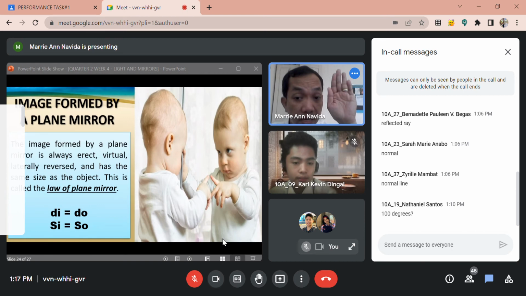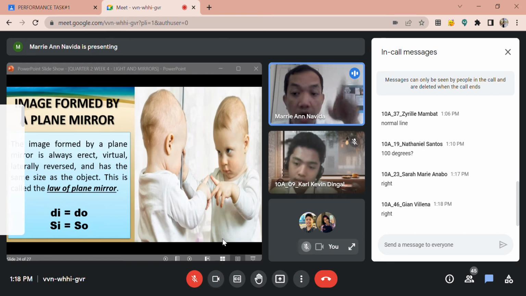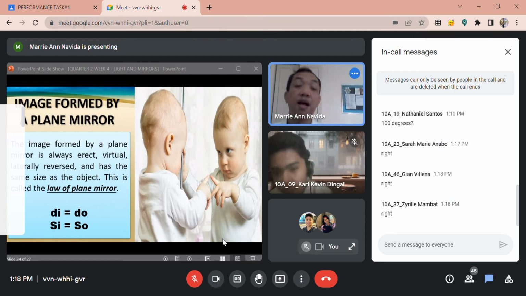Raising? Hoy, then A. Okay. The right hand. Why? Come on. Papatayin ko na naman tong chat box na to. You're not really using your microphone.